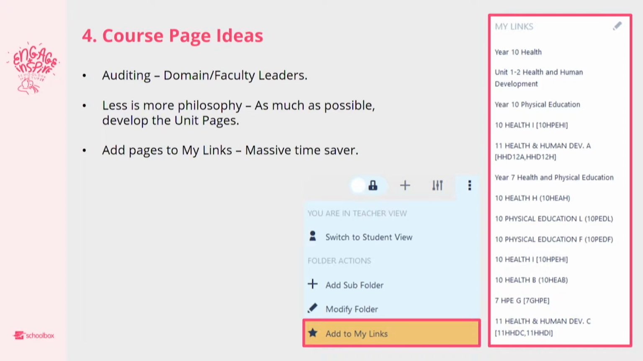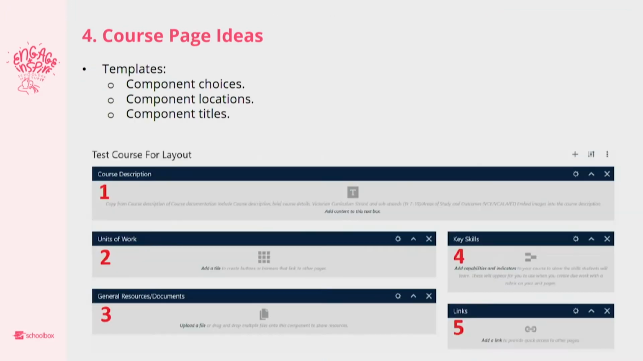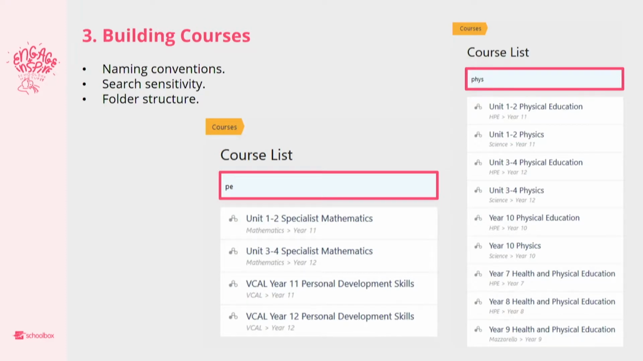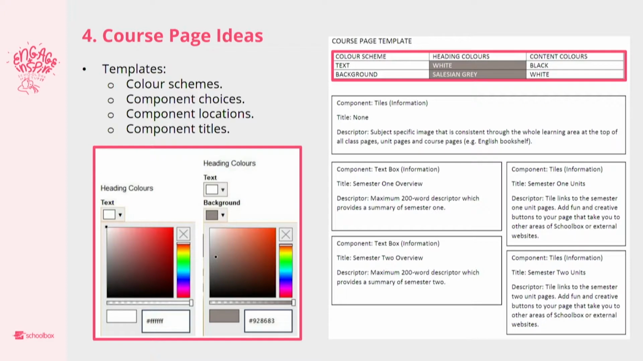So that might be a small takeaway from today: adding your active courses to your My Links. Further to that, let's say you go back and you share the word a little bit and people add that into their My Links. When you have new staff start at your school, don't forget to tell them, that's a very handy little shortcut. I think it's really useful. So we'll get on to course page ideas.